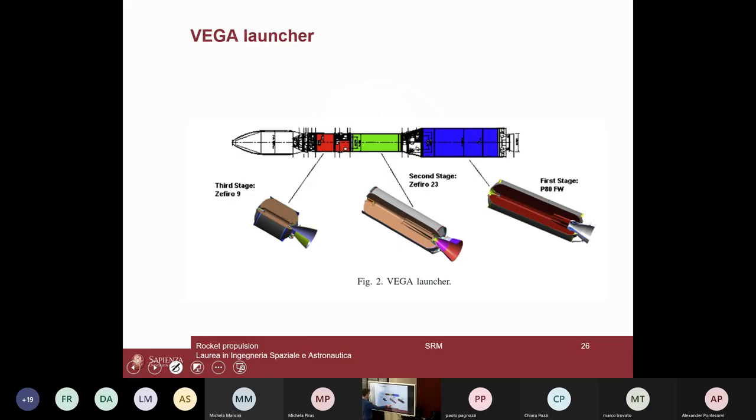So here the expansion ratio is not as high as Zephyr 9, but of course it's higher than the first stage. The reason for the expansion ratio is also related to the thrust level you are producing and to the cross section available. Here we can consider a smaller thrust for Zephyr 9, and so with the same exit area, you can reach a higher expansion ratio.